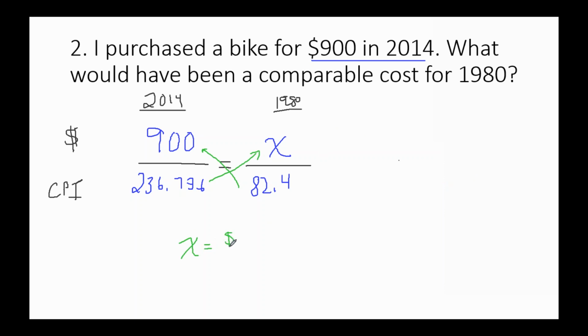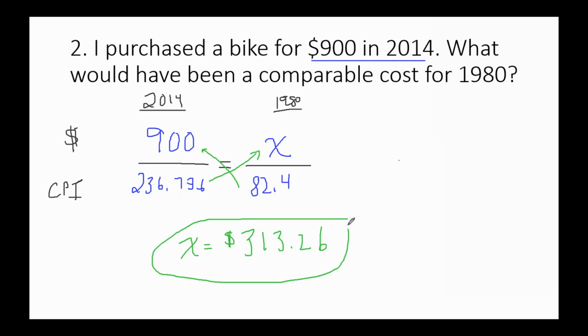Can anybody give me a price for this bike? Should I have purchased it in 1980 before I was alive? Oh, there's Nathan, right on it, lickety split. 313.26 is correct. And again, good work. We're talking about money. If you're talking about money, then everything should be rounded to 2 decimal places, right, to the nearest penny.